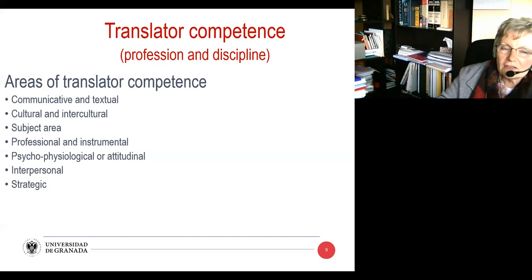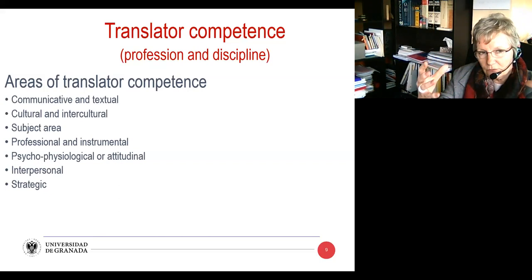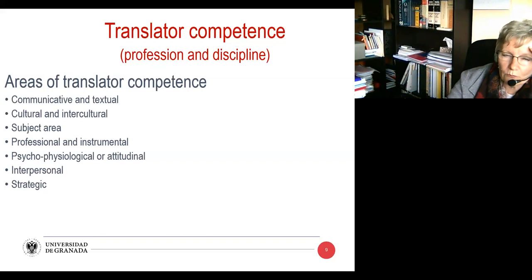Rather, it is a series of areas of competence where the translator needs to develop and to become proficient in order to bring together this very complex set of abilities to undertake what is a very complex task at professional level. Now, how can this be organized in a curriculum?